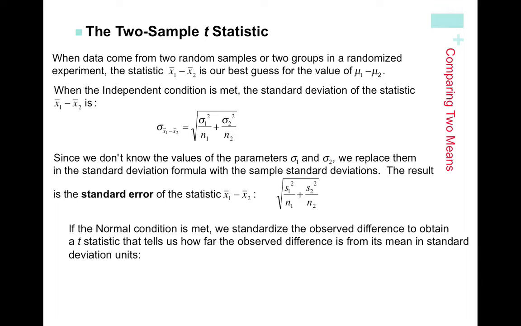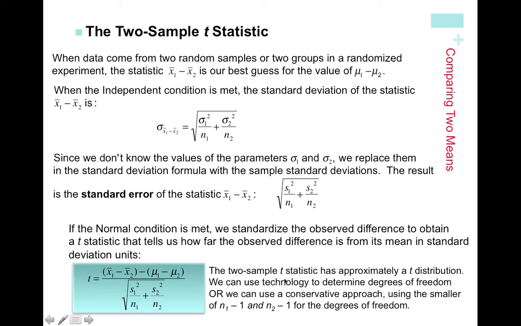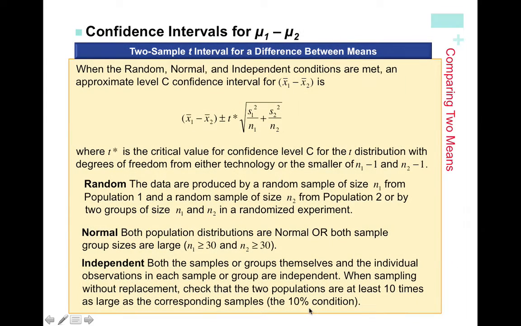Again, we have to deal with something called the standard error, and all we're doing is taking that standard deviation. Since we don't know sigma, we're just going to plug in the sample standard deviations. This is our test statistic, and this test statistic follows a t-distribution. The t-distribution in this case has a funky degrees of freedom. There's a very accurate method with a crazy formula, or you can use a conservative approach using the smaller of those two equations there.